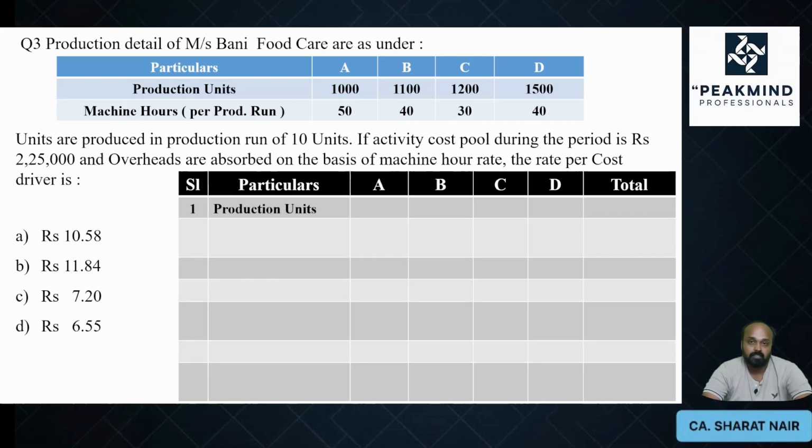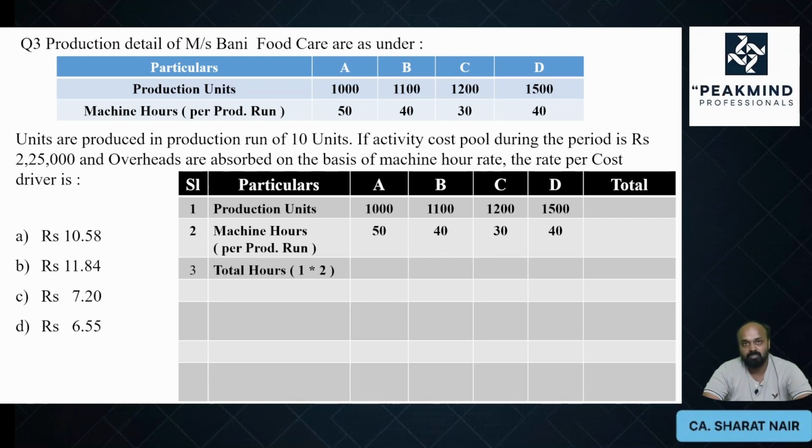So, first I have written all the production units which are given in the question. Similarly, machine hours required per production run, which is available in the question. Now, what I have done is total hours, how much is required. We have calculated 1000 into 50, 50,000, 1100 into 40, 44,000, and 1200 into 30, it is 36,000, and 1500 into 40, it is 60,000. Altogether, it will come to 1,90,000 hours.